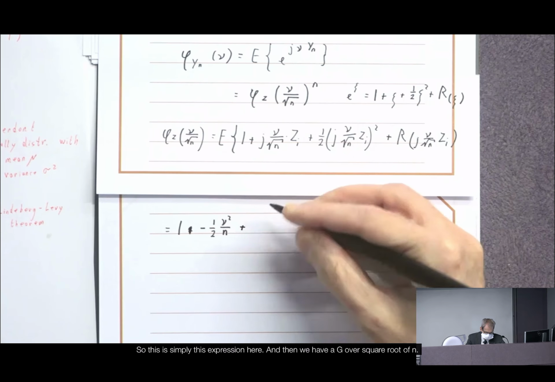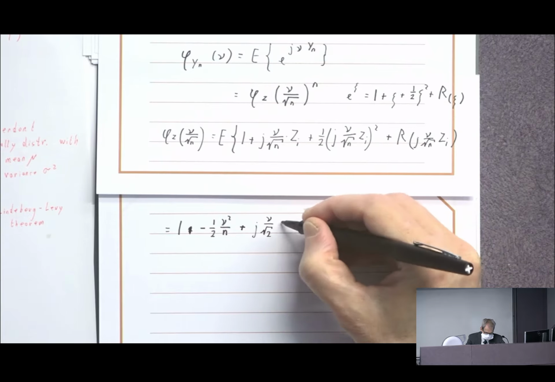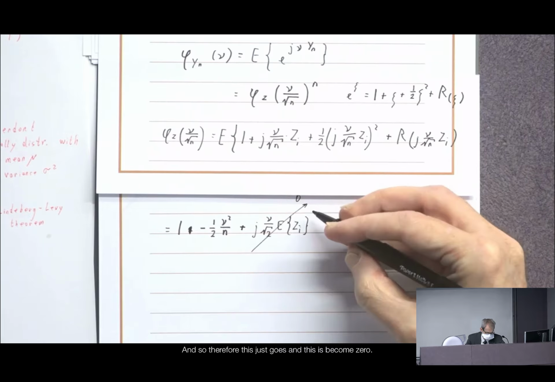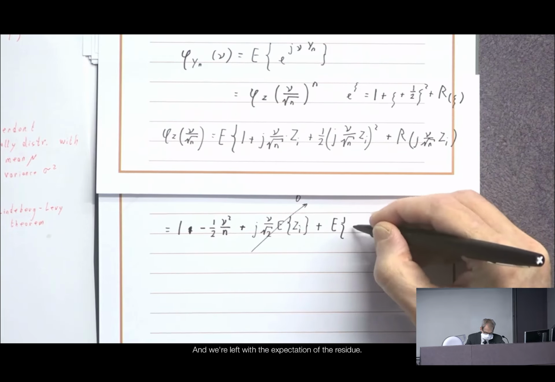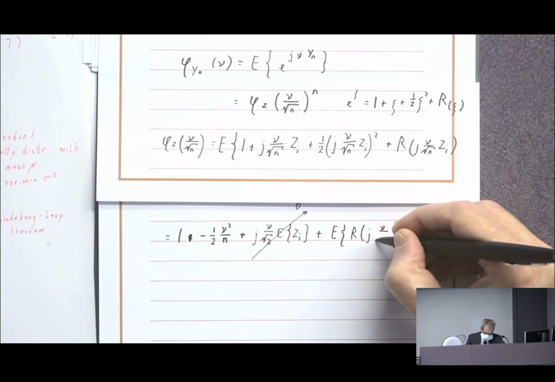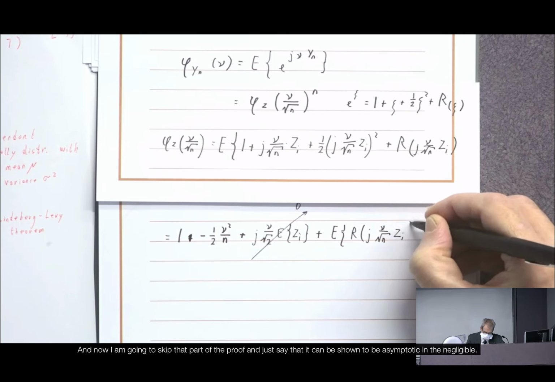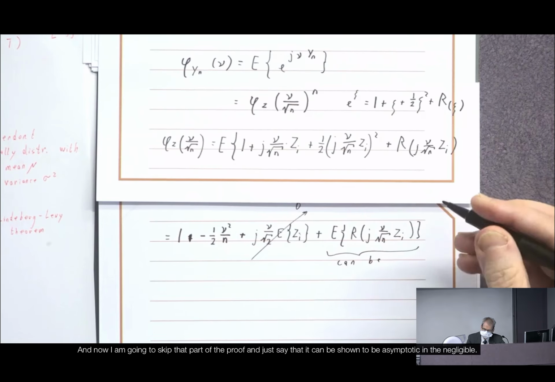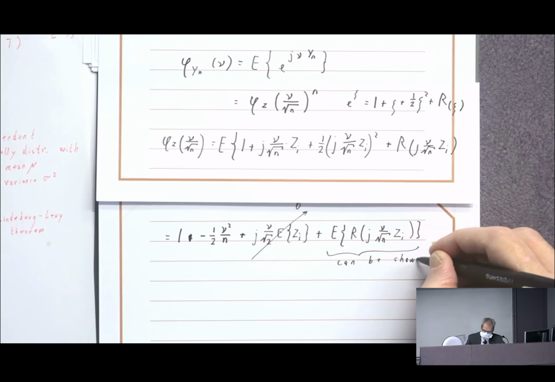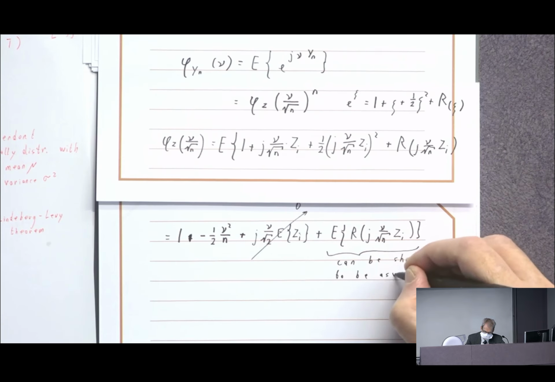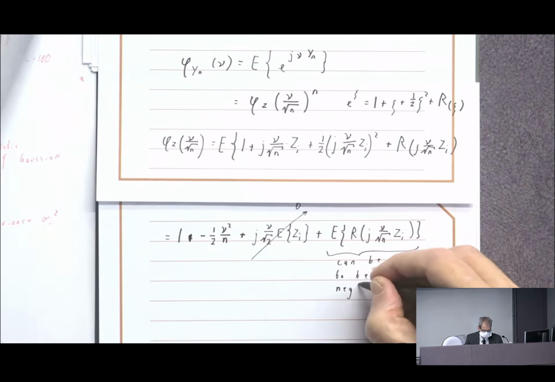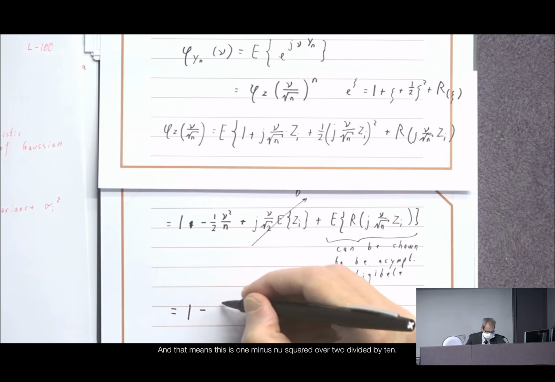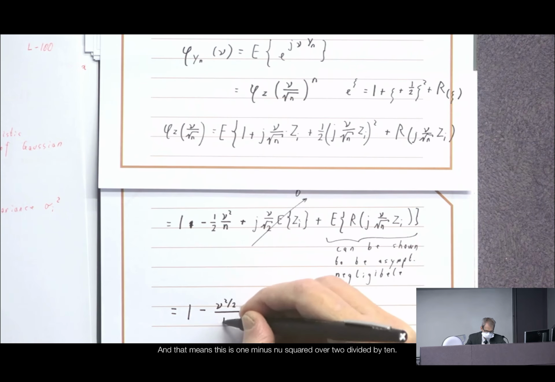Then we have j nu over the square root of n times the expectation of Zi, but because of the normalization Z has zero mean, so this becomes 0, and we're left with the expectation of the residue. I am going to skip that part of the proof and just say that it can be shown to be asymptotically negligible. And that means this is 1 minus nu squared over 2 divided by n.